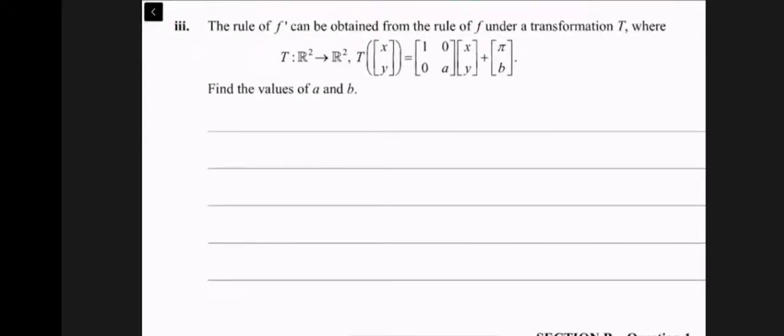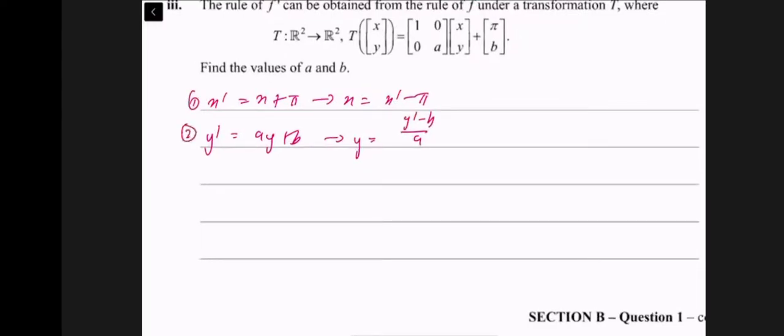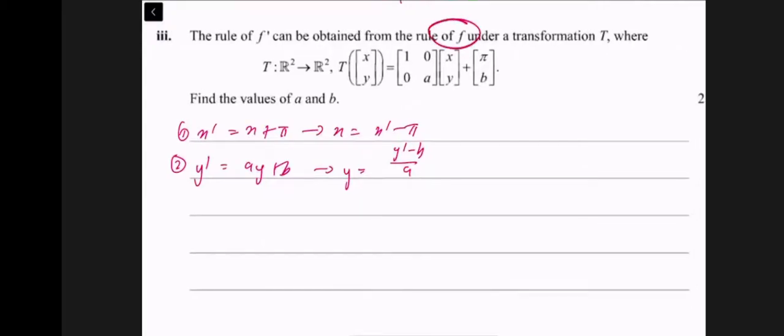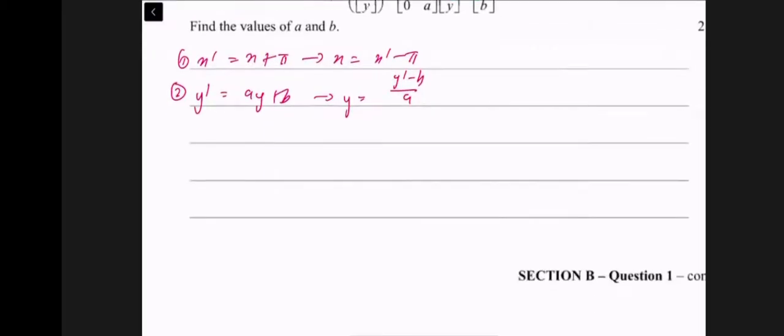So find the values of a and b. So we have a matrix. First thing, just expand the matrix. So x dash is x plus pi, and then find normal x, so x dash minus pi. And then y dash is ay plus b. So y is y dash minus b on a. And then sub these into your original rule. So f dash is the transformed function. So you're going to sub these into your original rule, which is this one.